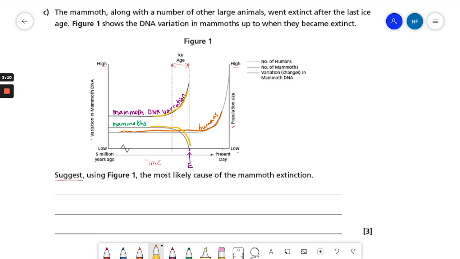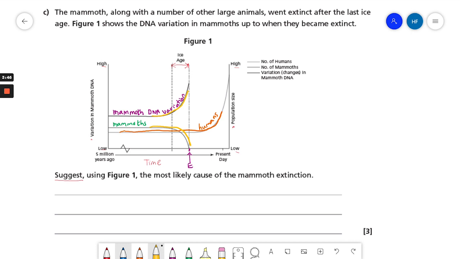Now remember, sudden changes in an organism's environment can cause extinction, especially if the organism is unable to adapt quickly enough. And in the case of the mammoth, the graph supports the idea that the Ice Age, which would have been a very sudden change in climate, might have put the mammoth under stress. And in the few thousand years covering the end of the Ice Age, there was a substantial increase in the DNA changes or the variation in the mammoth DNA. And this suggests the population was under stress due to that climatic change caused by the Ice Age.